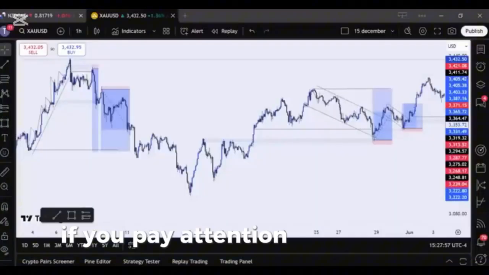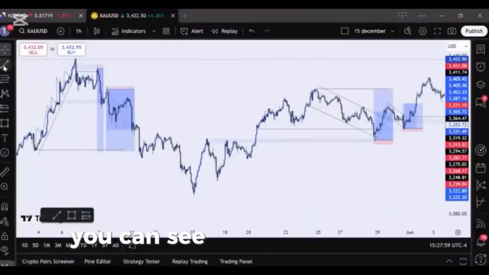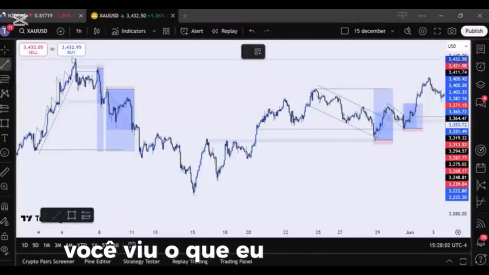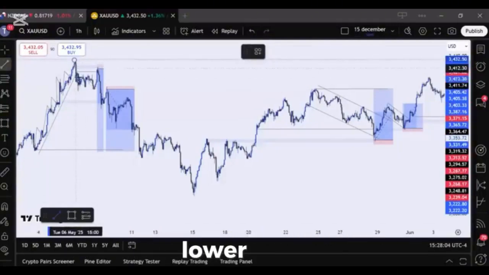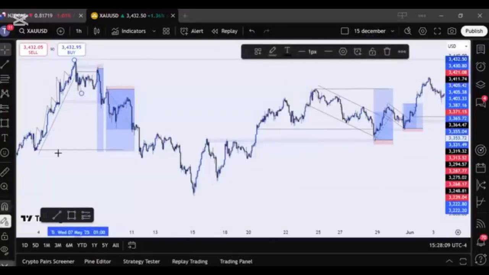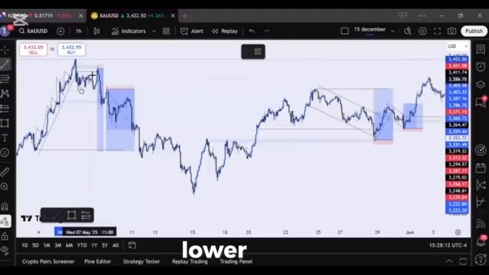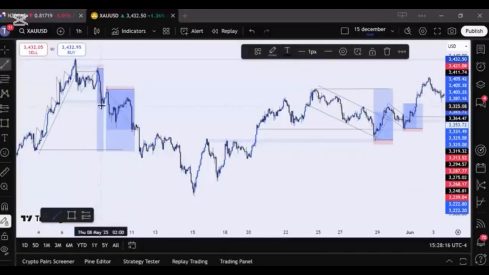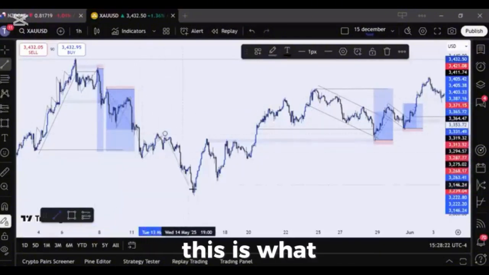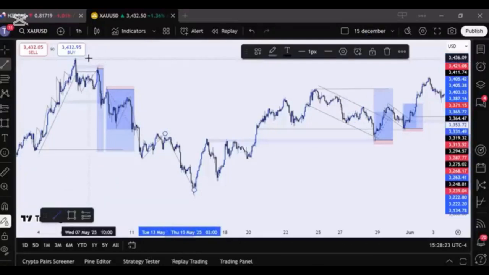Because if you pay attention here on the 1 hour time frame, you can see market is making a series of what? Lower highs, lower lows. You see, this is it: lower highs, lower lows, lower highs, lower lows, lower highs, lower lows. So this is what? Lower highs. This is what? Trend line liquidity here.